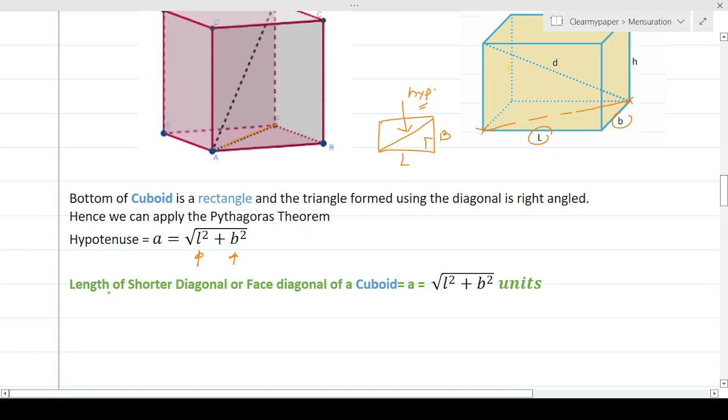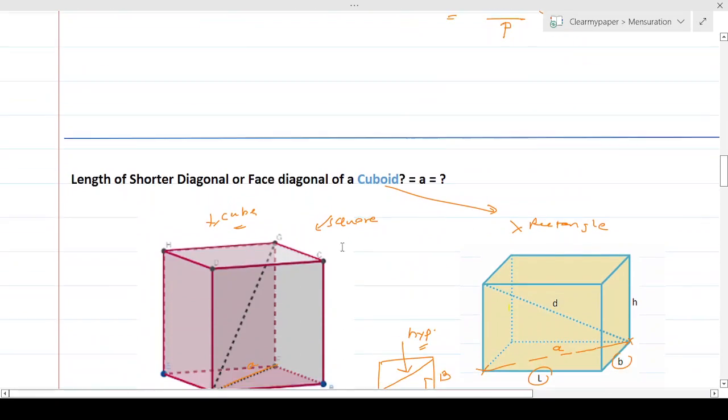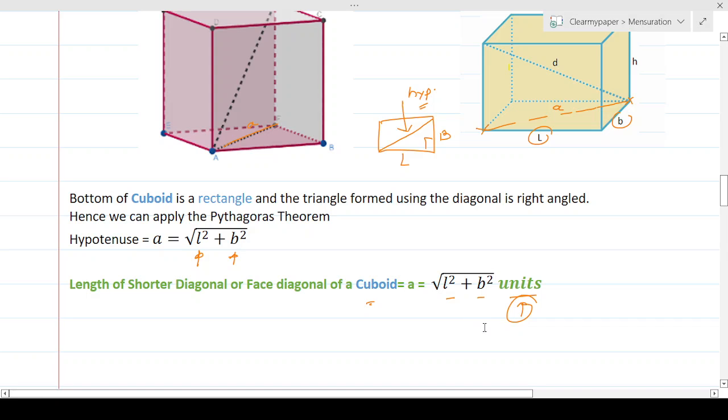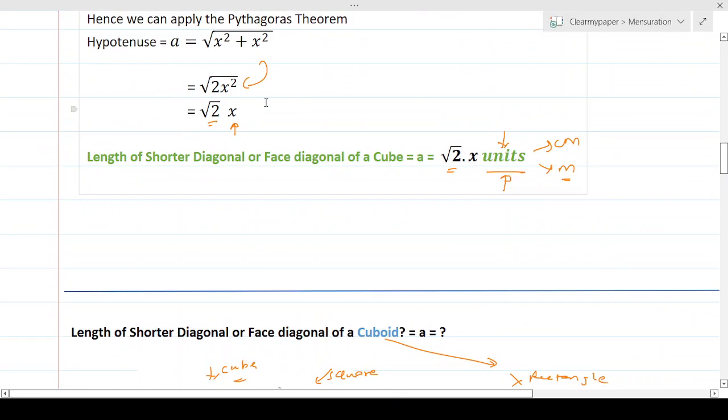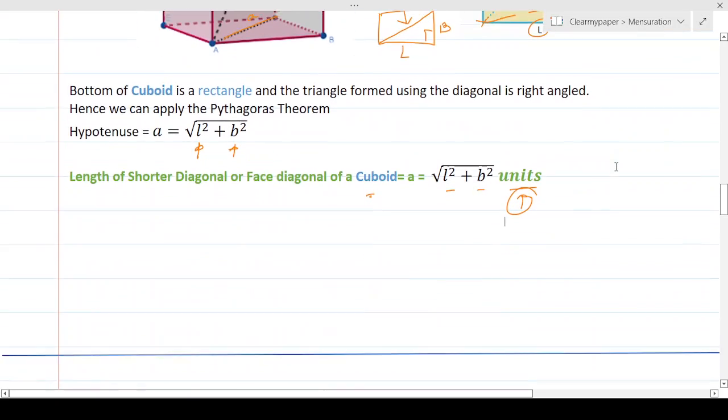So in this case, the length of the shorter diagonal for a cuboid, let's say if we call this a, is going to be the square root of length square plus breadth square, and again you put the units so that you don't forget that. So that's the only difference. Over here both the sides are the same, and over here it's length and breadth. So if you remember one, you can always get the other one, and that's how I tell you, no need to memorize every formula, just get the clues and you'll be fine.